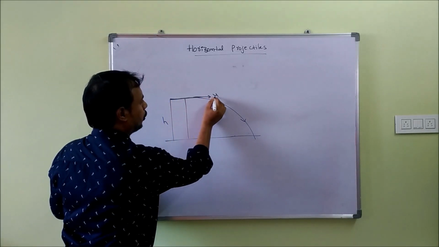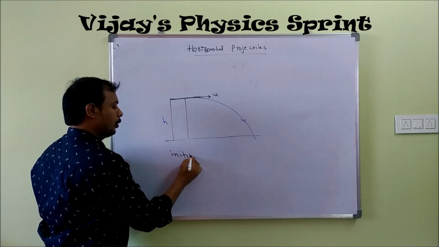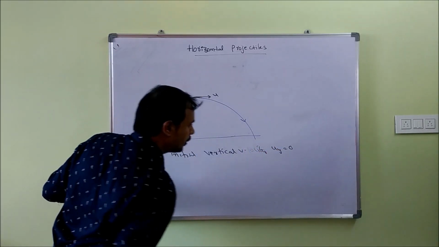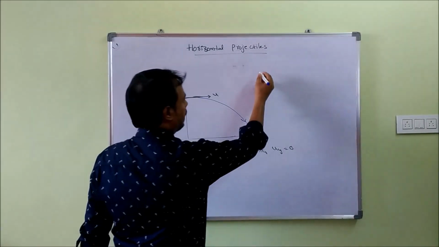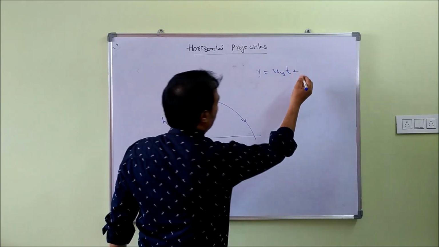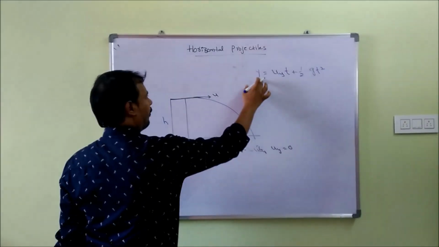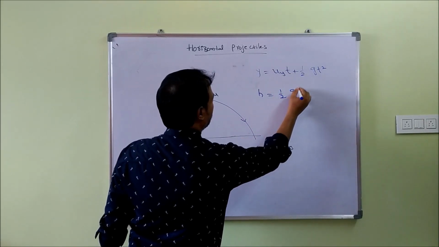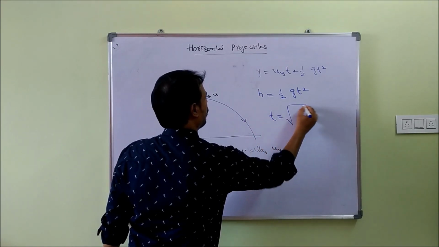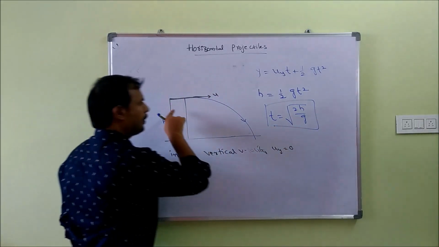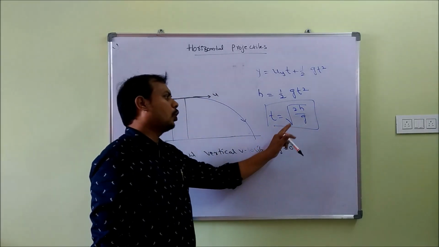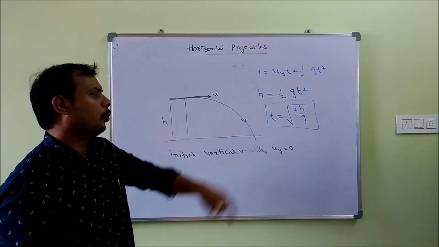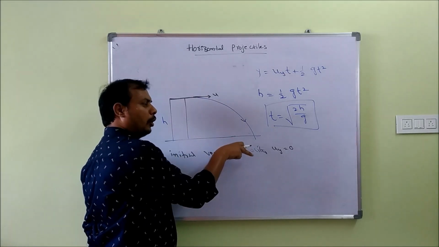So horizontal velocity is u and initial vertical velocity uy is 0. Applying the second equation of motion, y equals uy t plus half g t square. Y is nothing but height h. So h equals uy into t, uy is 0, so h equals half g t square. So time becomes root over 2h by g. This is the time taken by the body to reach the ground. So t depends upon the height of the tower or building.